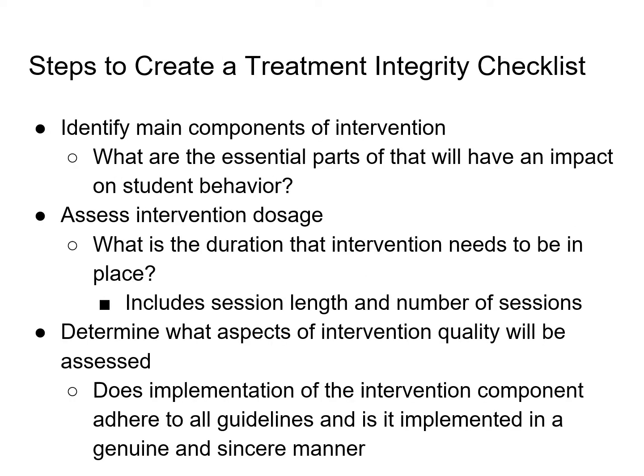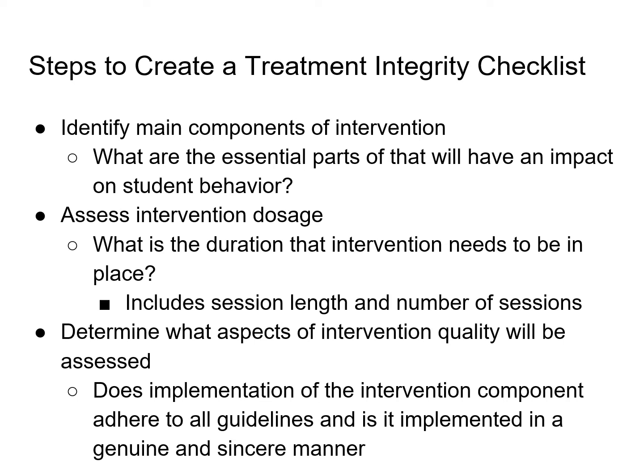It's important to create a treatment integrity checklist as an objective way of measuring whether an intervention is being implemented as it was designed. To create a checklist, the first step is to identify the main components of the intervention. This usually involves listing the steps of the intervention and deciding which ones are critical for behavior change.